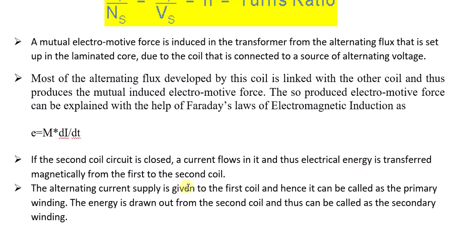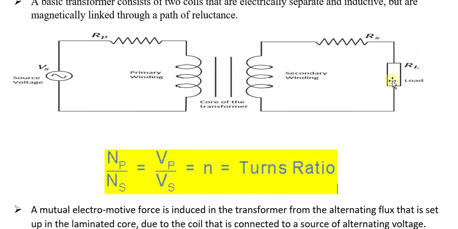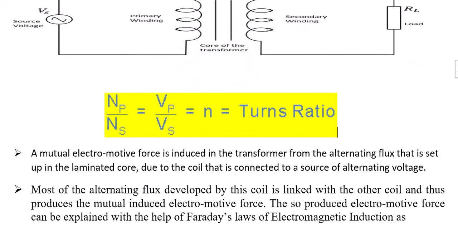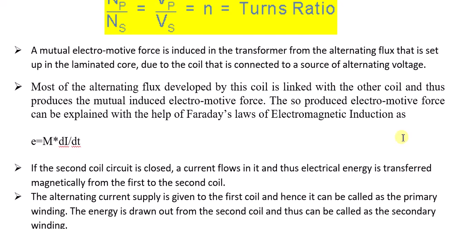This I already told you many times. If the second coil is closed, the circuit should be closed. If it is open, then all the energy will be lost. See, this particular circuitry should be closed. If this is not closed, then whatever is received is difficult to calculate. That's why we have to keep some load, in order to get the data of how much we have received.